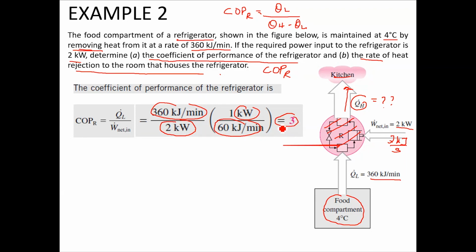Now the second part was to determine the rate of heat rejection to the house or the atmosphere surrounding the refrigerator. So how could you find it out? Again, you have work net in given to you, and it is essentially equal to QH minus QL. If you express all the values in terms of rate, you'll have a dot on top of all three values. Work dot net in is essentially 2 kilowatts, Q dot H is something that you have to find out, and Q dot L is essentially 3.